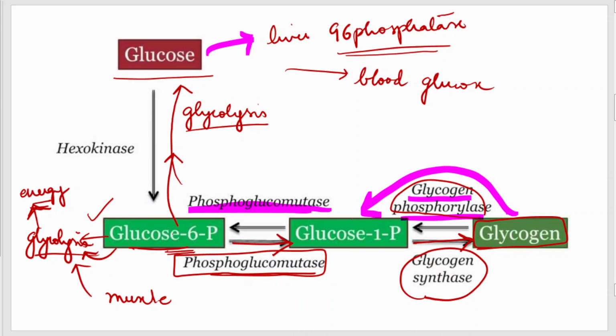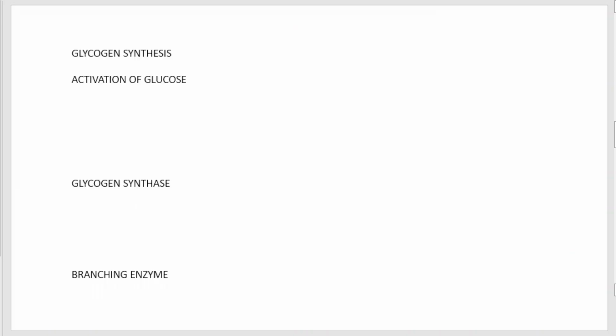Now let's get into the steps of glycogen metabolism. First we'll see glycogen synthesis. If you see glycogen synthesis, the first step is activation of glucose.